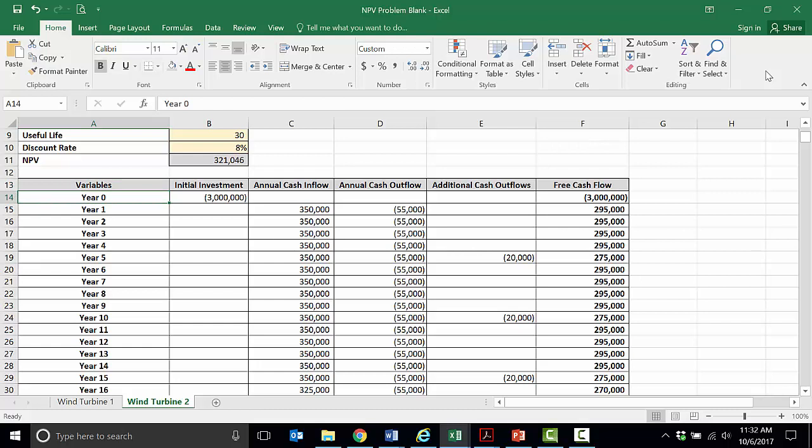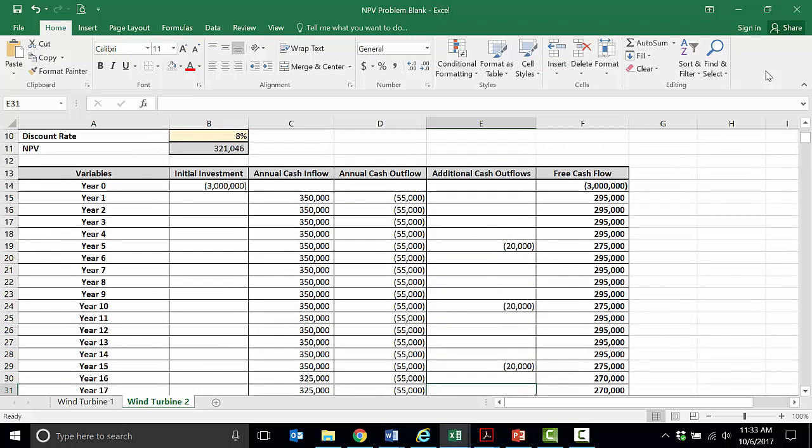So we can see at year 0, we had the outflow for the initial investment in the wind turbine, to buy that wind turbine for $3 million. From years 1 through 15, our cash inflow is $350,000 for each year. Our cash outflow is $55,000 each year. We also have these additional $20,000 that come in every 5 years. So at the end of year 5, 10, and so far 15.